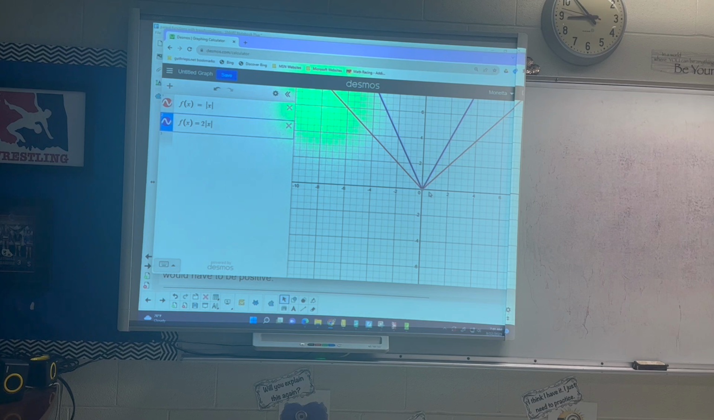I'm expanding. So at 2 on my parent function, I'm at 2. But at 2 on the new function, the transformed function, my output value is 4. Can't seem to get right on that, but it is 4 right there. Okay, my output value is 4. So you can see my Y values are getting larger faster. They're expanding. This also happens for my quadratic.